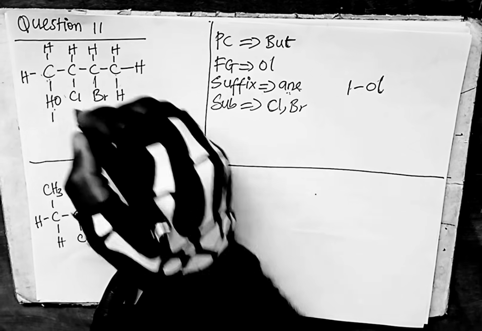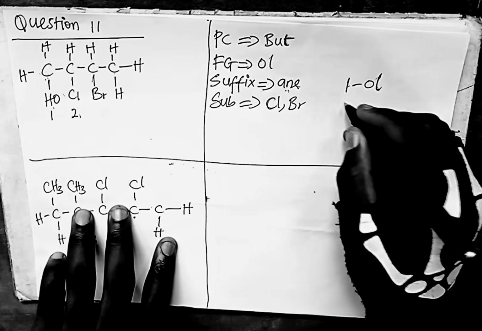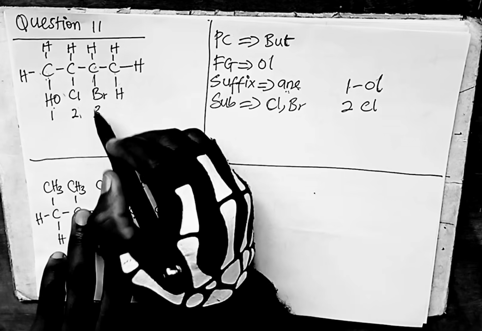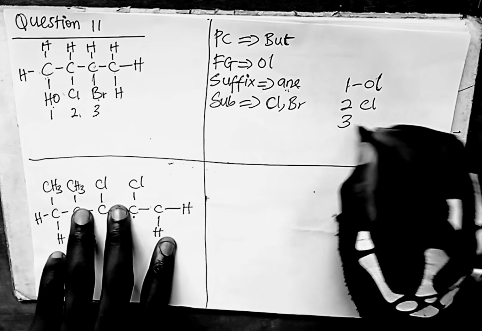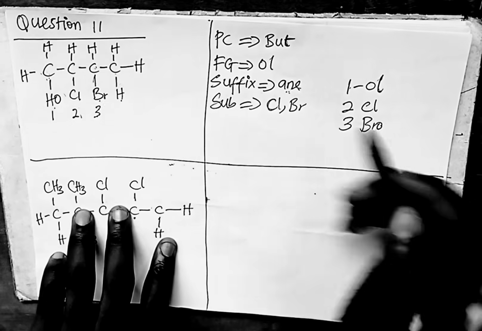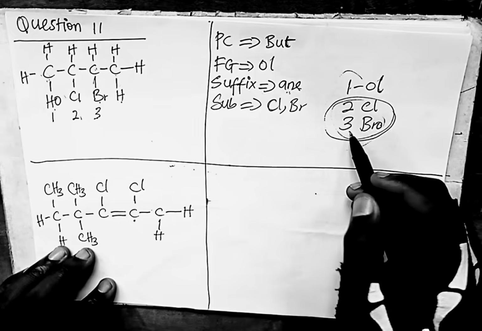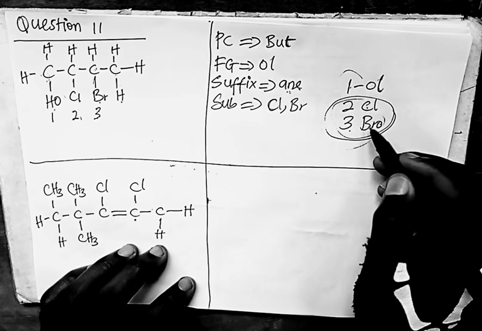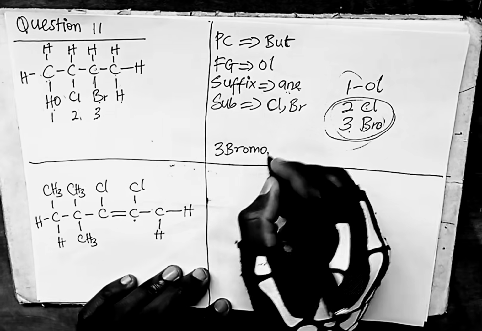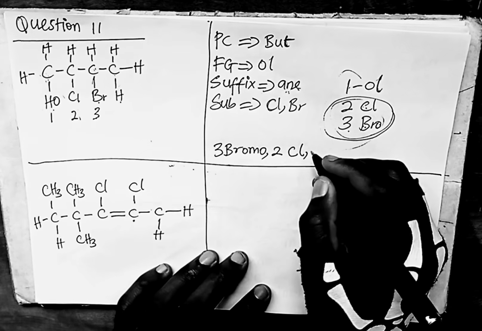Writing it as 1-ol, we continue with our counting. We count 1, 2. At number 2, we have chloro, so we say 2-chloro. We continue the counting. 3. At carbon 3, we have bromo. That's 3-bromo. Then number 4, nothing again. So let's rearrange this and put the prefixes in alphabetical order. C and B, which one comes first? B. So we are going to say 3-bromo, comma, 2-chloro.